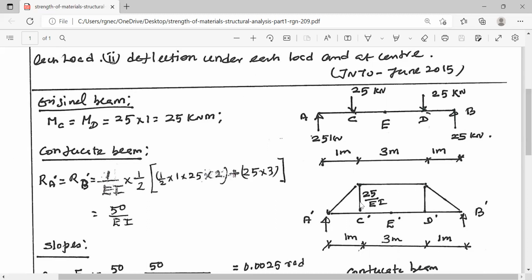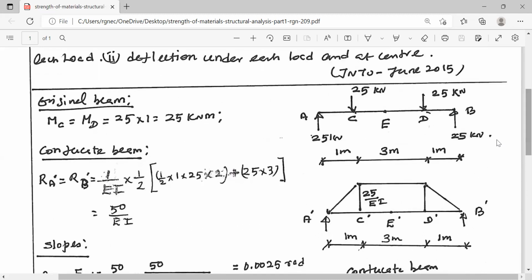Bending moment remains constant between the points C and D. So here also the bending moment diagram remains the same between C and D. So this is the 1 by EI times bending moment diagram. This happens to be the loading diagram for the conjugate beam. We have calculated the bending moment at various points A, C, D, B, etc., and 1 by EI times the bending moment diagram will become the loading diagram for the conjugate beam.